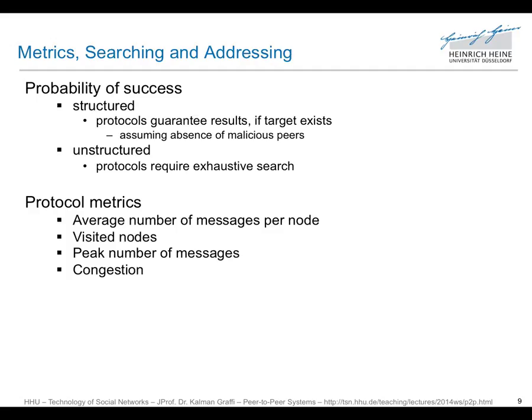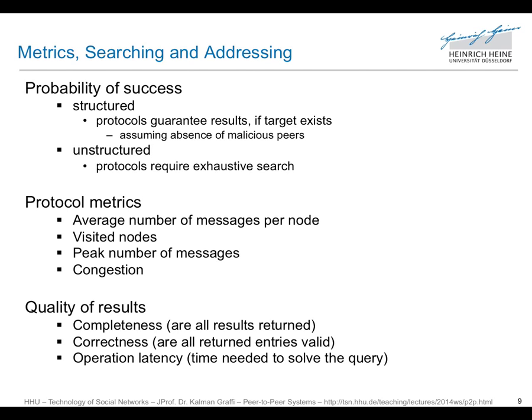So the costs, and on the other side, we typically try to measure the probability of success, so to get all of the requests successfully resolved. So completeness: are all the results returned? This is one measure. The other point is, are all of the returned entries valid? So do you know when this might not be the case? So we get a result, but it's not valid. Do you have any idea? So when is a result not valid?